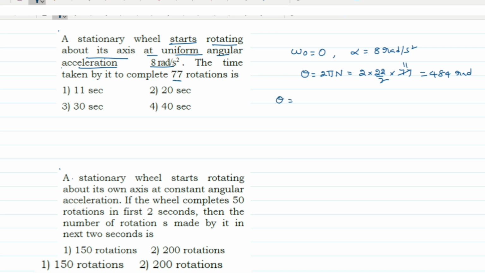To calculate the time, theta will be equivalent to omega naught t plus half into alpha into t square, where theta value you know already, 484. Initial angular velocity will be 0, so 0 into t will be 0, and here it will be 0. Half into alpha value, it's given as 8, into t square. So 2 4s are 8, and 4 1s are 4, 2s are 8. So here that means t square equals 121 you are getting, then t value will be 11, 11 11s are 121. So it's 11 seconds we will be getting as the time value.